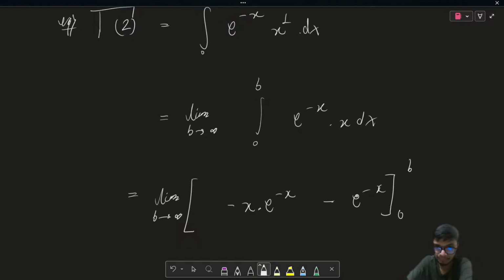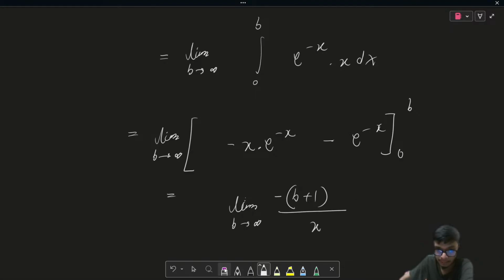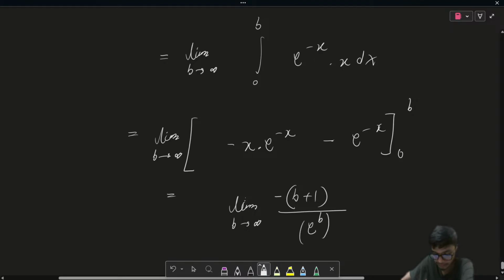Now if you solve this and put the value of the limit as b tends towards 0 or infinity, the result is: limit as b tends towards infinity of (b plus 1 minus b plus 1) whole divided by e to the power b over here, as b tends towards 0, and we don't forget there is plus 1 over here.